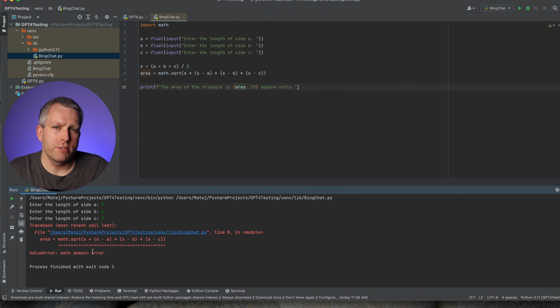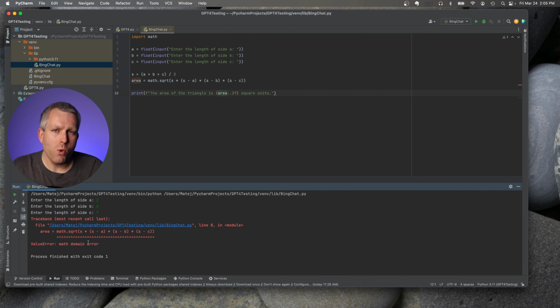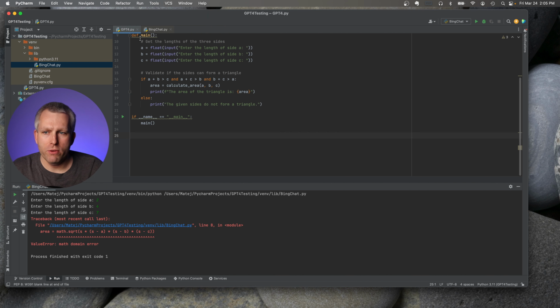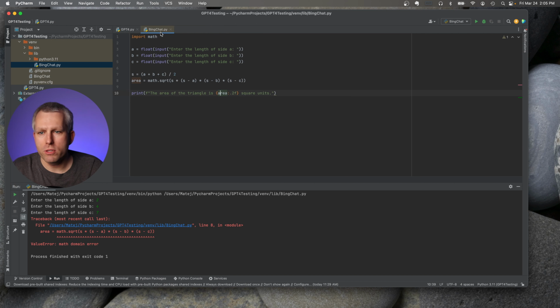You kind of have to have some knowledge of mathematics. So as far as quality of code, I would say the GPT-4 code is better because it has kind of like a fail-safe feature. But if you were looking for a concise code, maybe the Bing Chat code is better because it does what it's supposed to do. It just doesn't allow for the possibility to give it imaginary numbers.